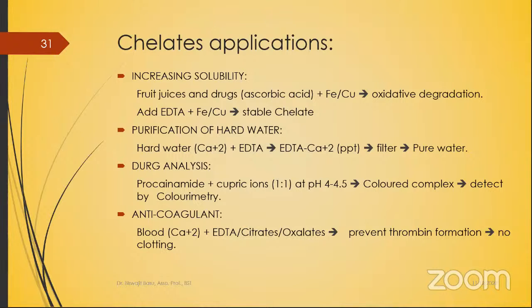Because of that color, by the help of colorimetry, we can easily analyze any drug, for example, procainamide. Then chelation can be also used as an anticoagulant. Blood plus EDTA, or citrate or oxalate, it will prevent thrombin formations, so no clotting will be there. So the chelation technique can be also used as an anticoagulant.